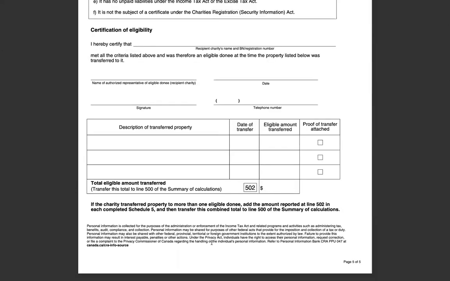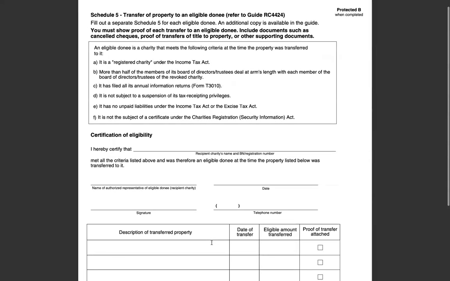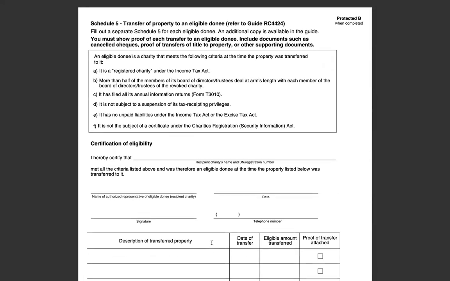Then you now go to schedule 5, transfer of property to an eligible donee. Always refer to guide RC4424. Then fill out a separate schedule 5 for each eligible donee, and additional copies are available in the guide. You must show proof of each transfer to an eligible donee, including documents such as a cancelled check, proof of transfer of title to property, and other supporting documents.